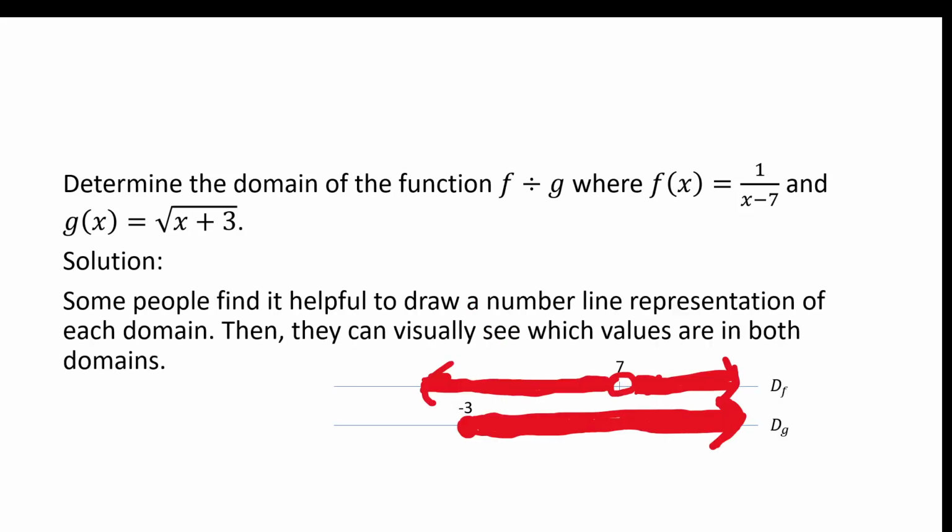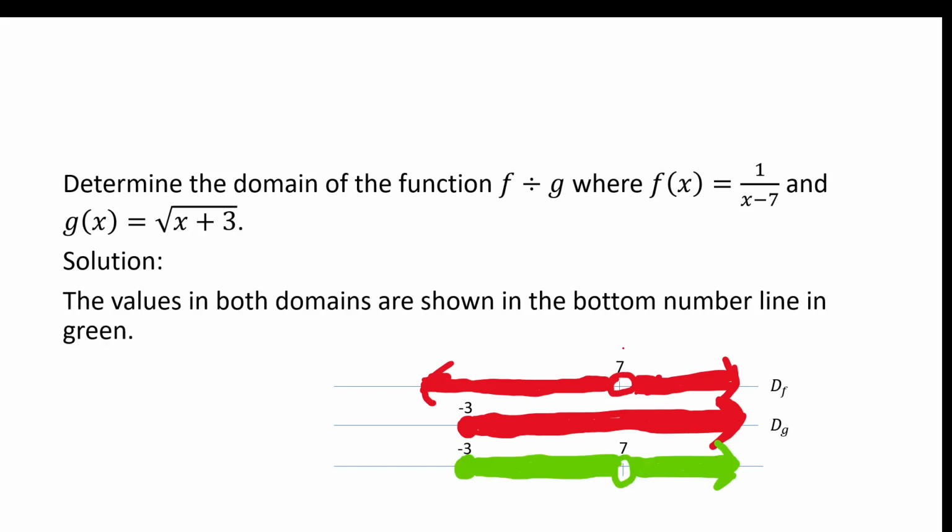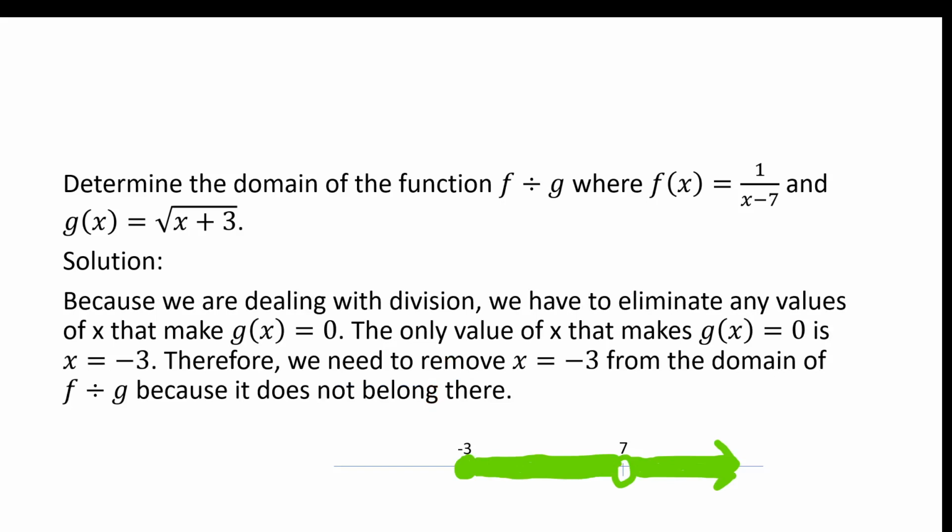So we'll go through the same process that you've already seen here. The domain of f divided by g will be equal to the intersection of those two domains. And you can see it in green right there. On first glance, what you see in green is the domain of f divided by g. However, here's a big point which makes division different. Because we're dealing with division, we have to eliminate any values of x that make g of x equal 0.